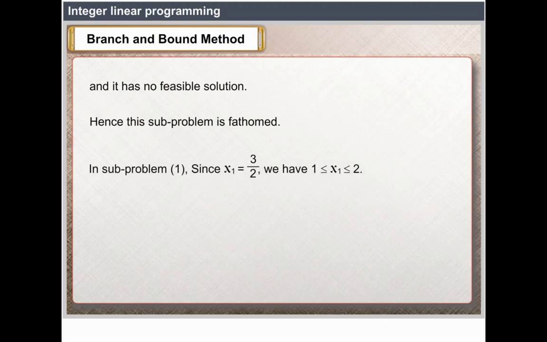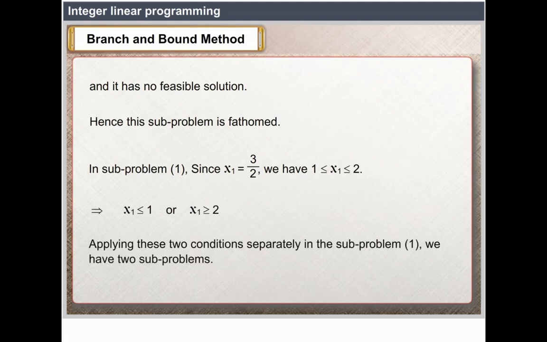In subproblem 1, since x1 = 3/2, we have 1 ≤ x1 ≤ 2. This implies x1 ≤ 1 or x1 ≥ 2. Applying these two conditions separately in subproblem 1, we have two subproblems.